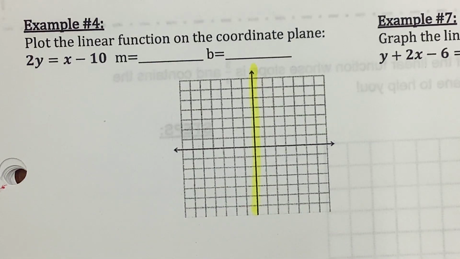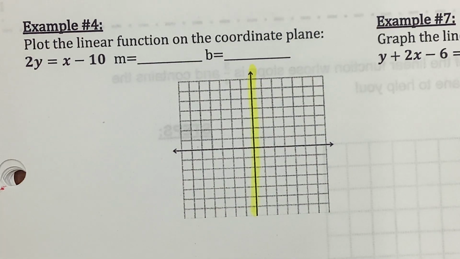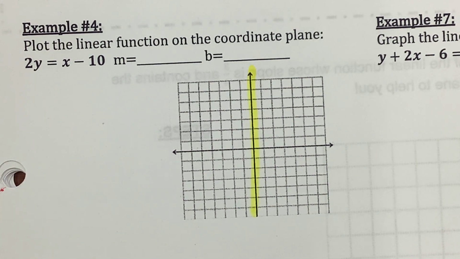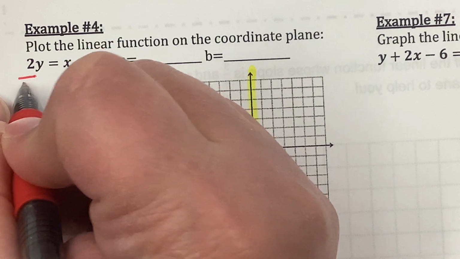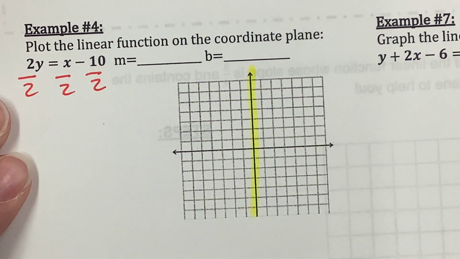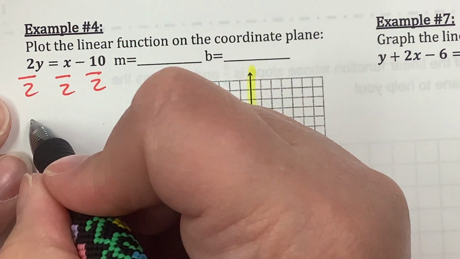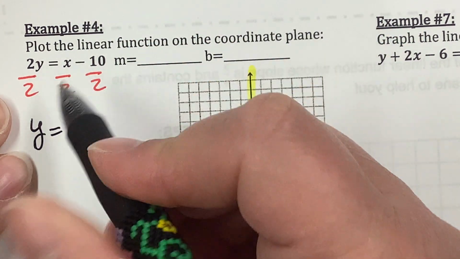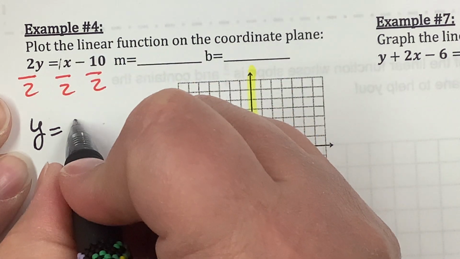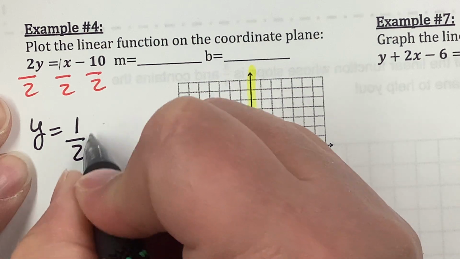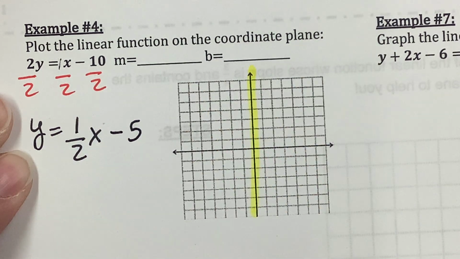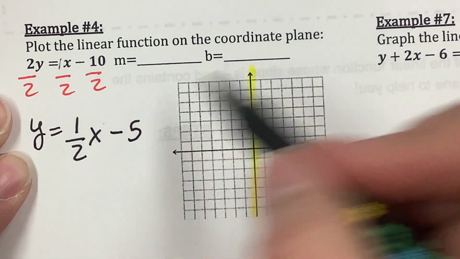So this is example 4 we check now. Thankfully, my x and y are already on opposite sides of the equal sign, so I just need to divide by the coefficient of y. 2 divided by 2 is 1. Y equals, I have 1x here, there's like an invisible 1. So I have 1 half x minus 5, 10 divided by 2. So my fraction is 1/2.